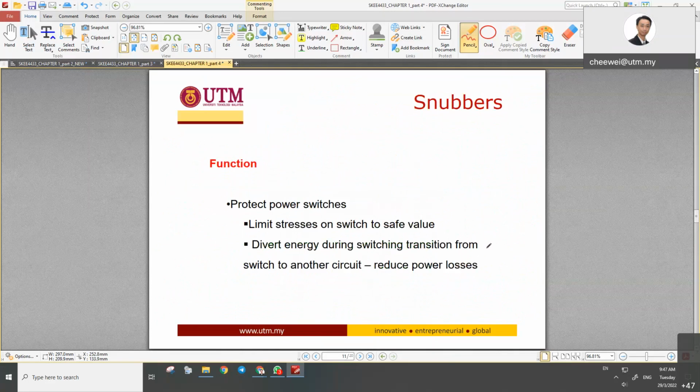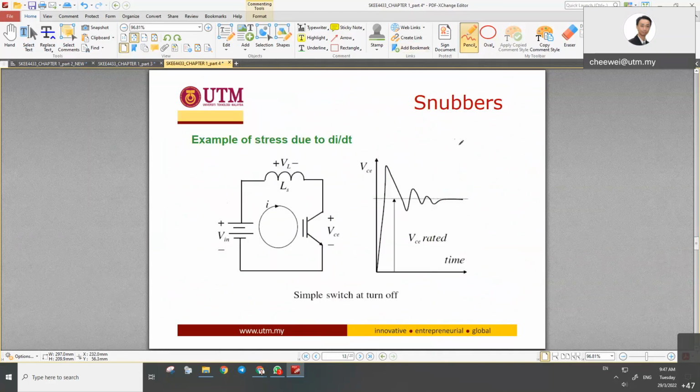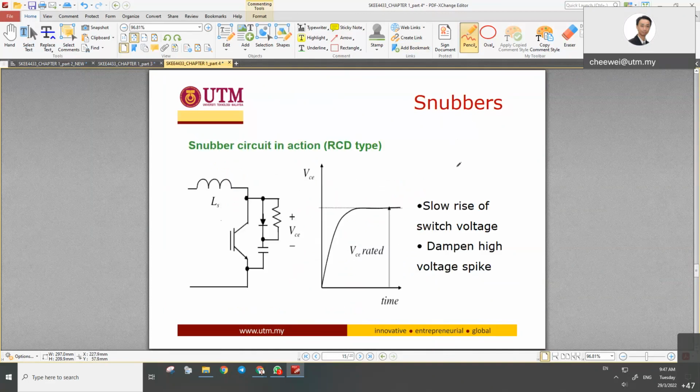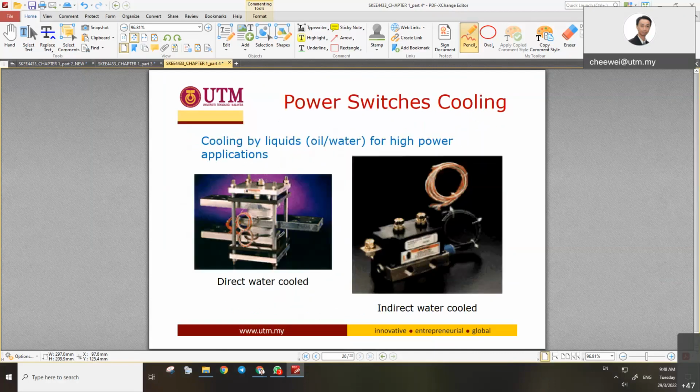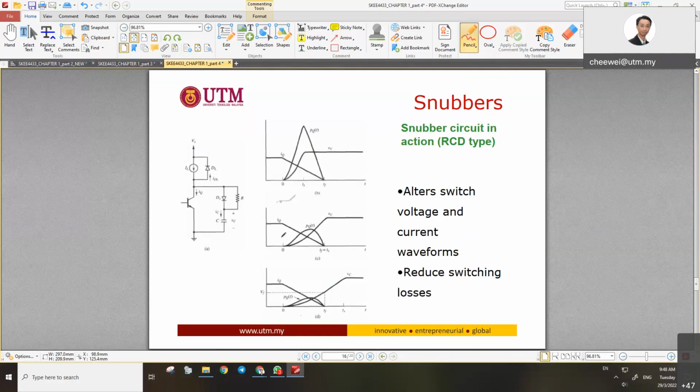How do we minimize the switch loss here? We are using snubbers. Snubbers is actually a circuit used to do what? There's a function there. So how does the snubber circuit look like? There are many types of snubber circuits, but in this course we're only focusing on one. One example of snubber circuit is called the RCD type. Why is it called RCD type? Because it only has these 3 components. If you can see the RCD.